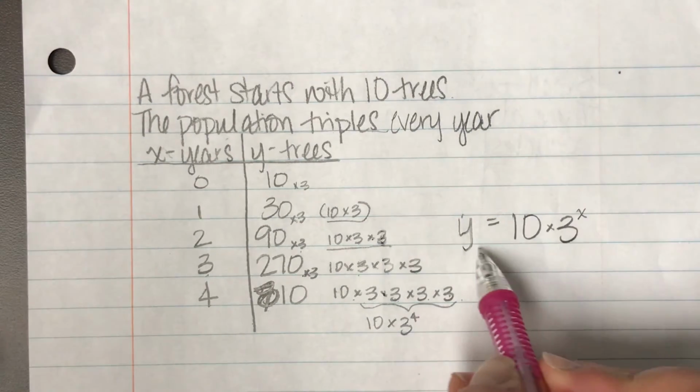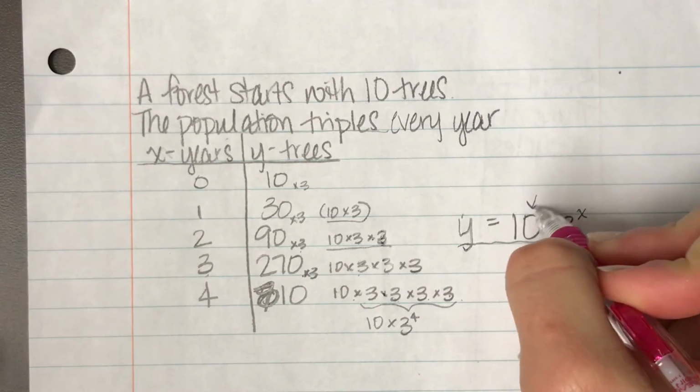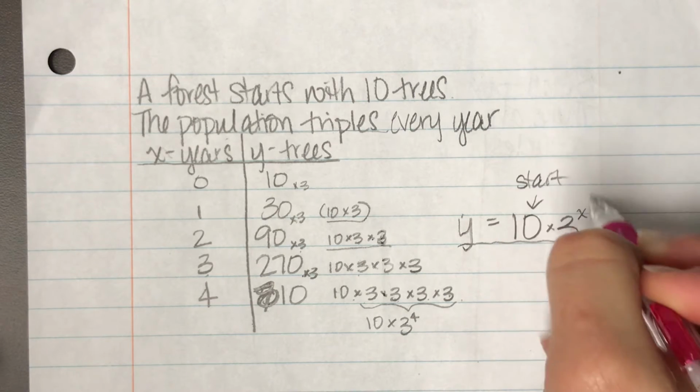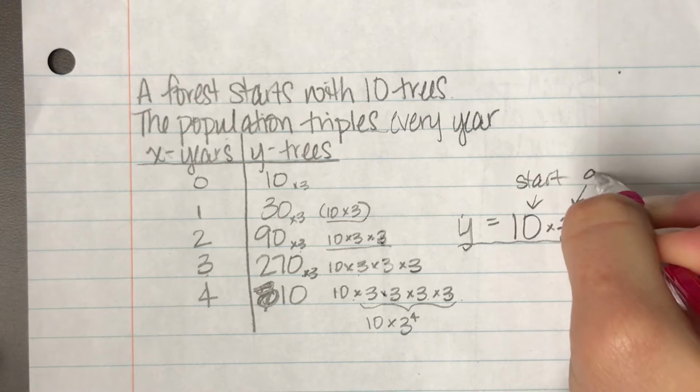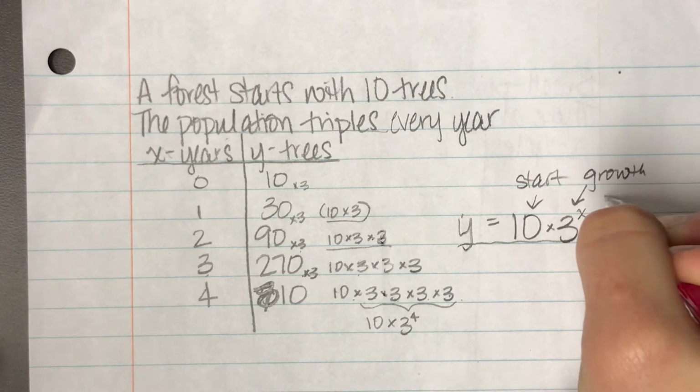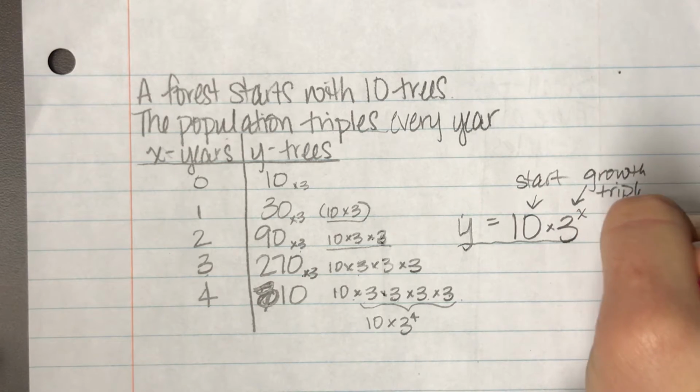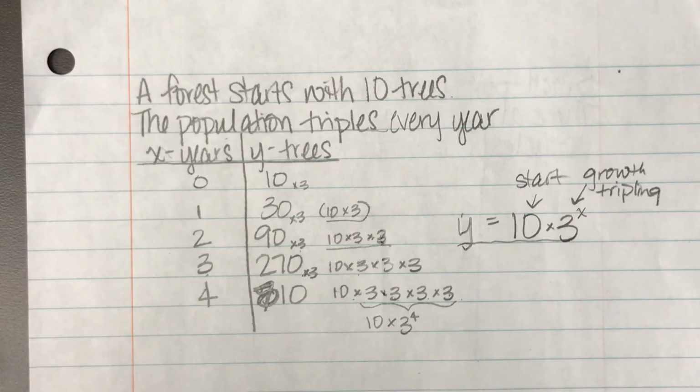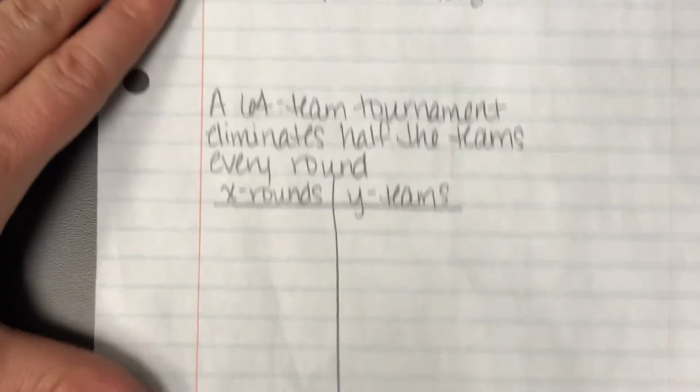Okay, so that is what the formula would look like. You started with 10, and every time I have a growth rate of tripling. Okay, that's what multiplying by 3 means. All right, so let's see what happens in a decay situation.